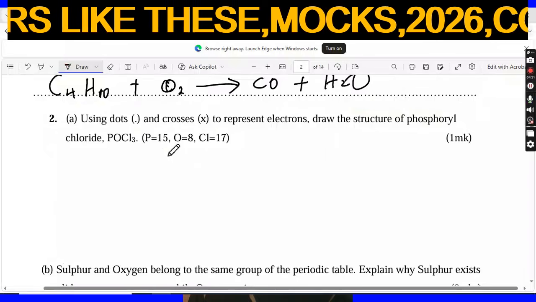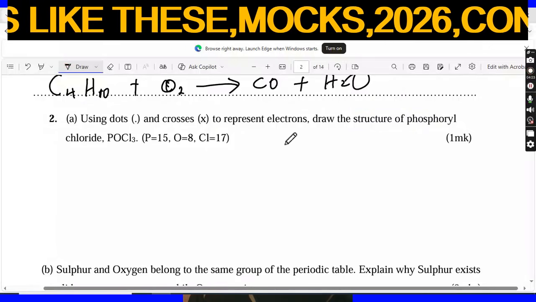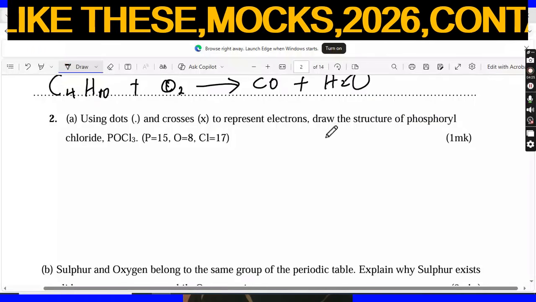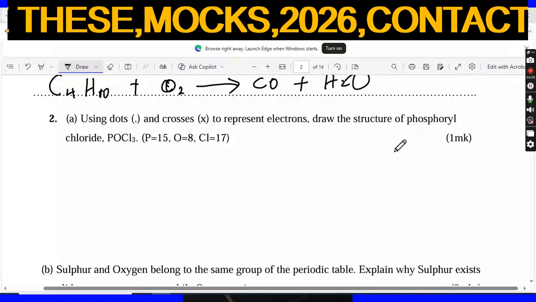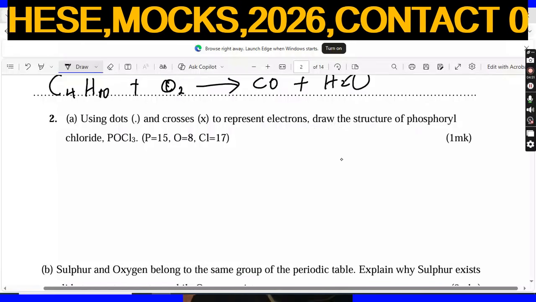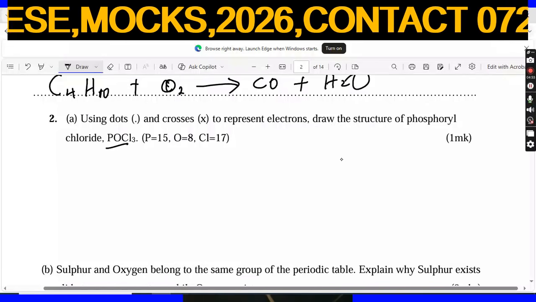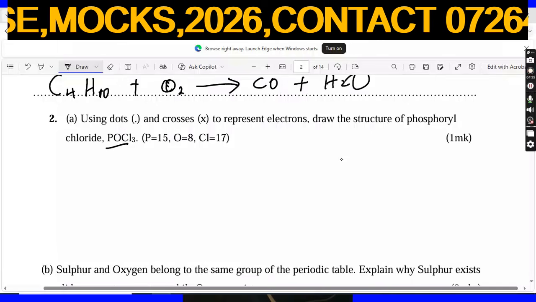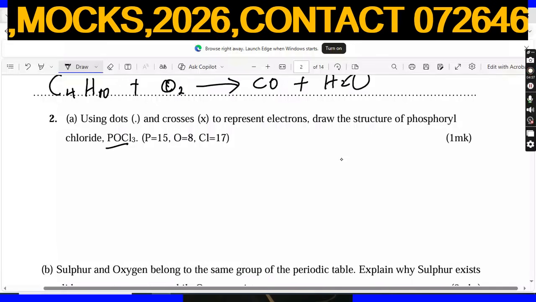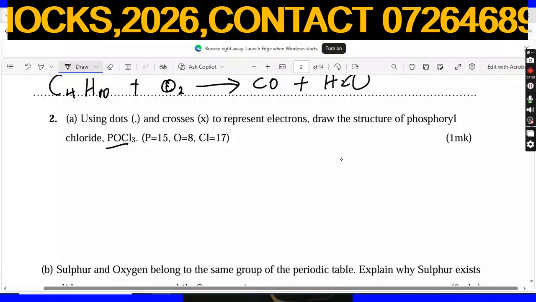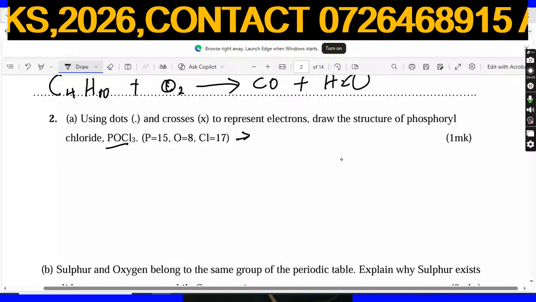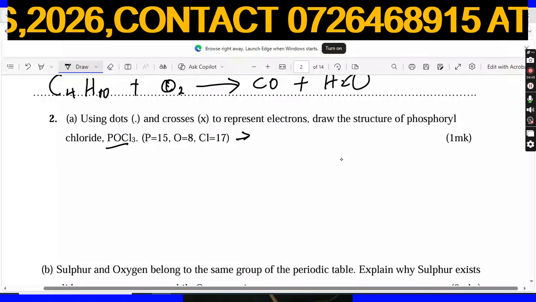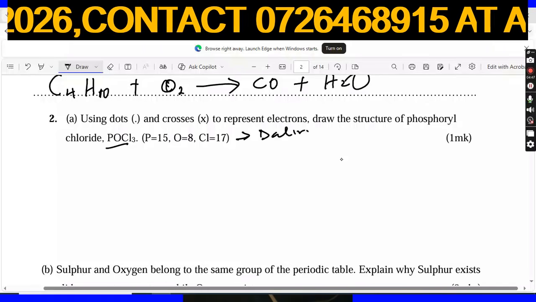Use dots and crosses to represent electrons. Draw the structure of phosphoryl chloride. Phosphoryl chloride is here. It has been drawn for you. So you see we are going to have phosphorus, oxygen, and 3 chlorines. Obviously, we will have covalent bonding, and then there is dative.